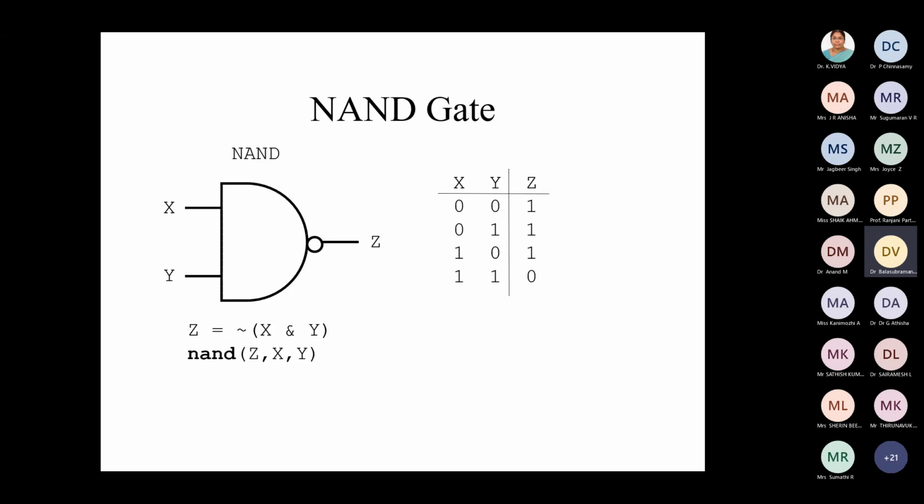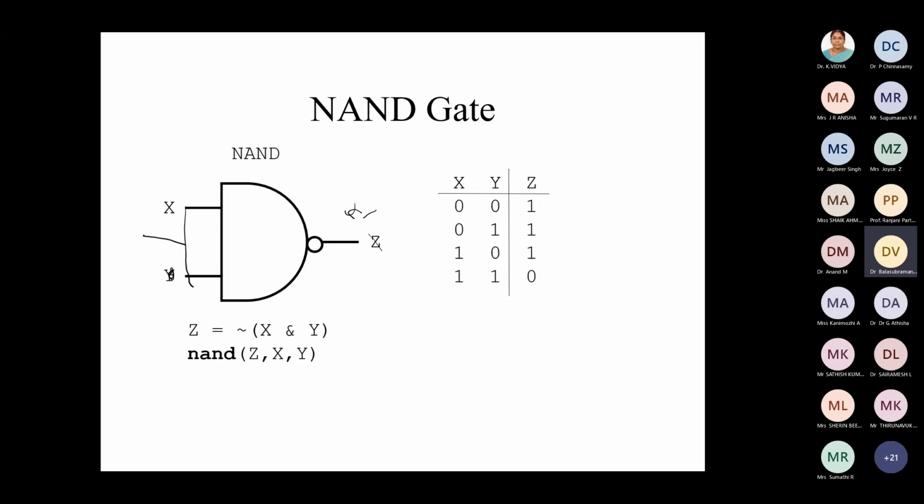Okay. So if I ask you how you can construct a NOT gate, how can I construct it? You simply connect X and Y together. Okay. So now this is going to act as a NOT gate. Yeah. So you will get X dash here.